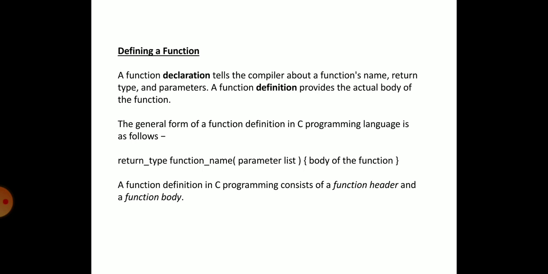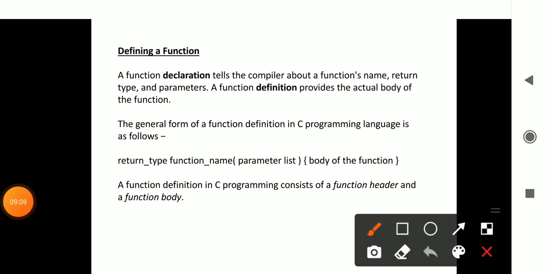So a function should be declared and it tells the compiler about the function name, return type and parameters, and after declaring, the function should be defined, and this function definition provides the actual body of the function. The general form of a function definition is return type, function name, parameter list, then the body of the function.